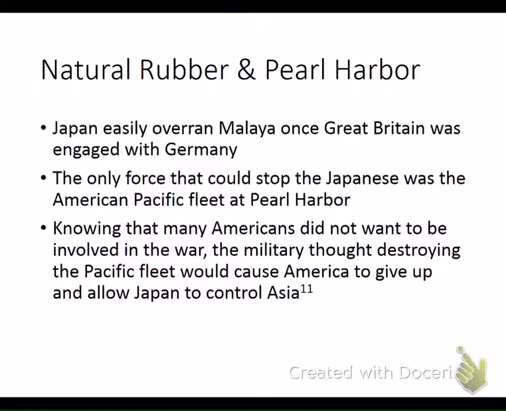It's very true if you read about the attitudes of Americans leading up to entering the war, that they didn't really want to be involved, even knowing some of the news they were hearing coming out of Europe. World War I was still pretty recent in mind, and so there wasn't a lot of interest in joining up. And so the Japanese military thought destroying the Pacific Fleet would kind of cause America to give up and allow Japan to control Asia and kind of just keep out of it. But of course, we had the opposite reaction.